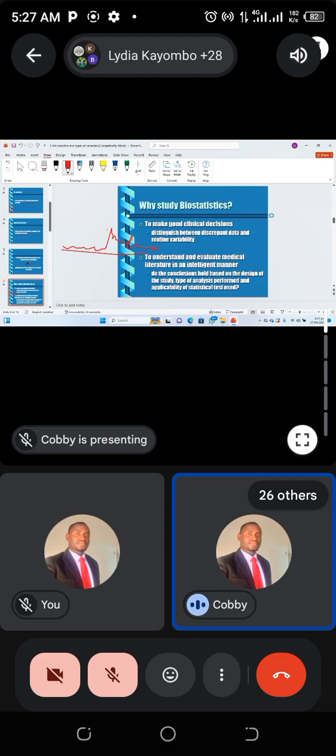We look at the study design. What study design was used? How many study designs did you learn? Or what are some of the study designs that are used to collect data?